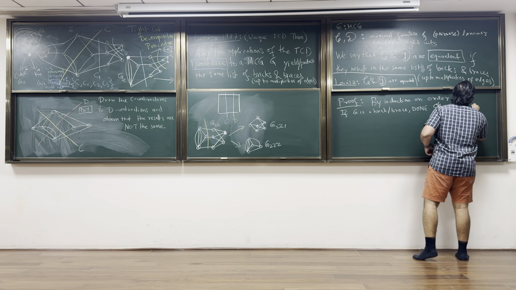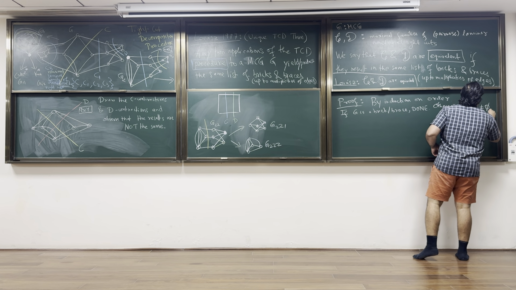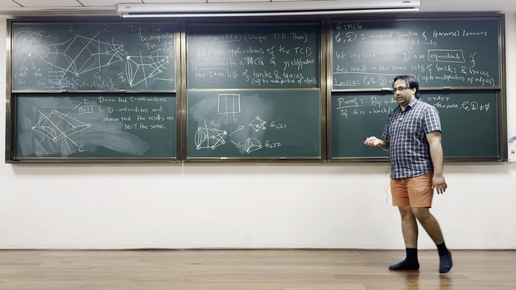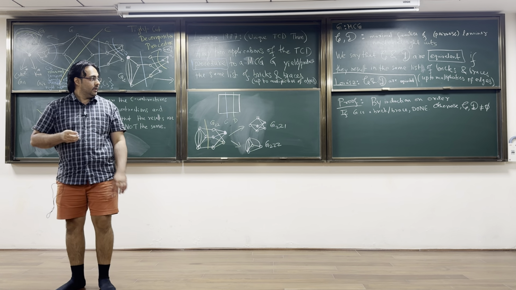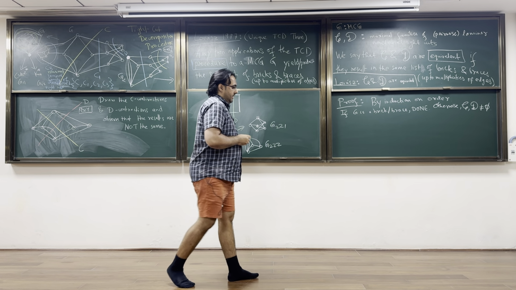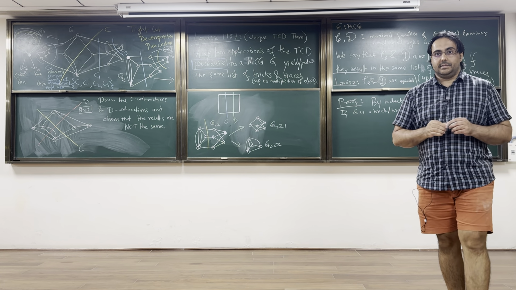We have script C and script D, and each of them is non-empty. Each of them will have at least one cut because the graph is not a brick or a brace. Okay, all right. So now let's try to think about some good cases.